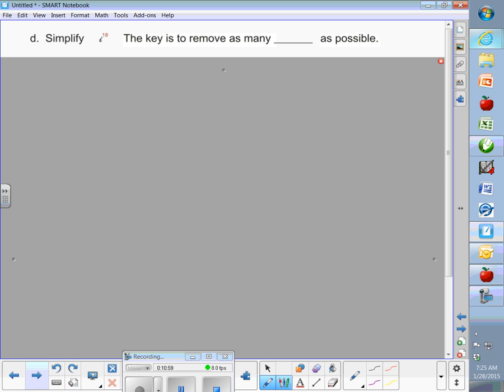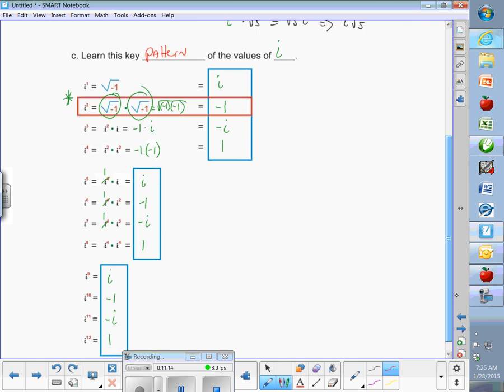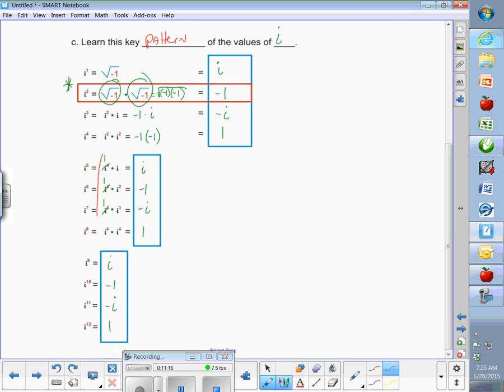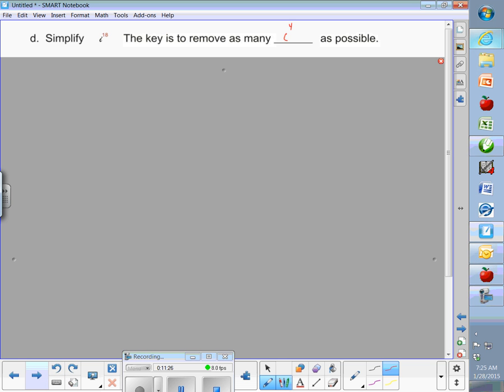So here we have I to the 18th. So how do you do that? Well, the key is to remove as many I to the 4th powers as possible. The reason you're doing this is I to the 4th power is 1, right? Let's go back just a moment to the previous page and notice all these I to the 4ths are just 1s. If we would have done I to the 9th, it would have been I to the 4th times I to the 4th times I. So that's the reality. Those are all 1s. So we want to remove as many as possible.